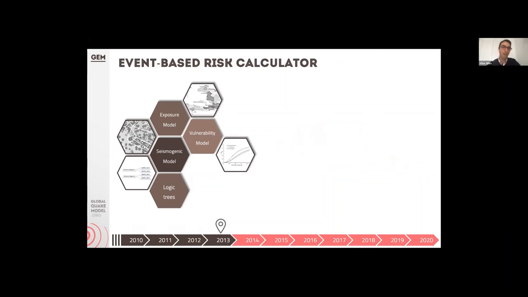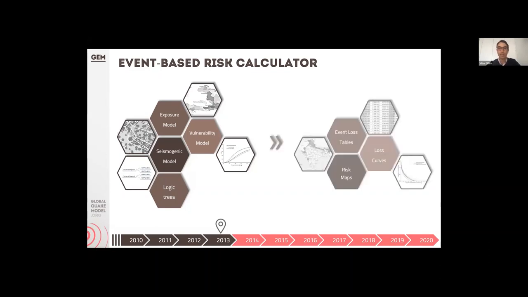Finally, we understood that it was also necessary to have this event-based risk calculator, because if you want to aggregate the losses for specific types of risk outputs, it is necessary to follow this event-based approach. The ingredients, the input files are the same for this calculator. The outputs are also quite similar. We still can produce risk maps and loss exceedance curves for different assets.